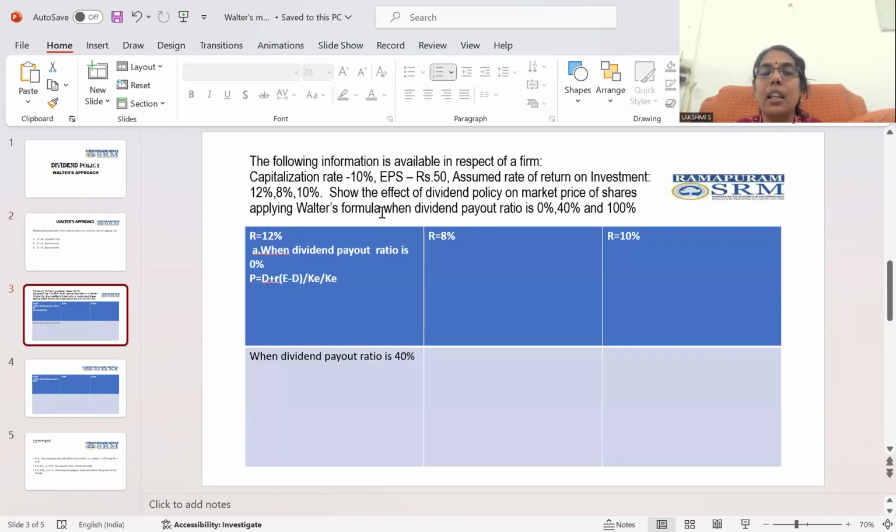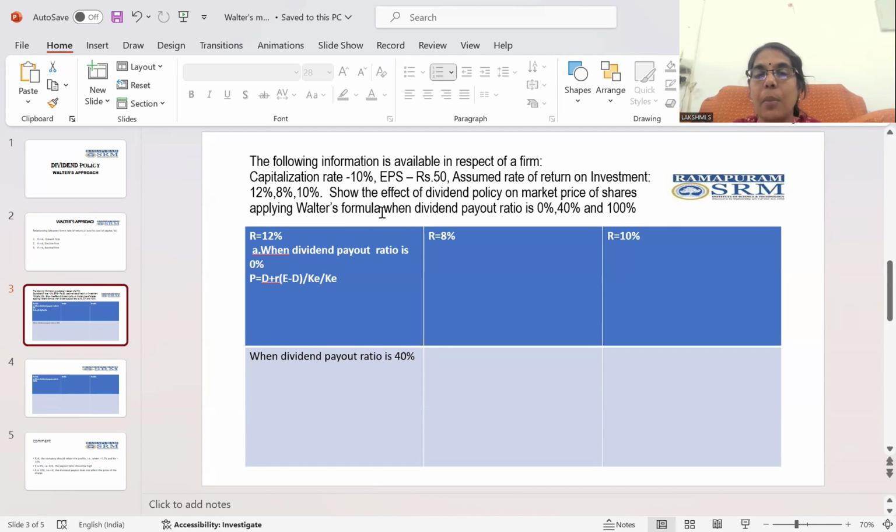See, here one problem is taken. The following information is available in respect of a firm. Capitalization rate is 10% and the earning per share is rupees 50. Assumed rate of return on investment: suppose the rate of return is 12%, what is the price of the share? Suppose the rate of return is 8%, what is the price of the share? Suppose the rate of return is 10%, what is the price of the share? Show the effect of dividend policy on the market price of the shares.